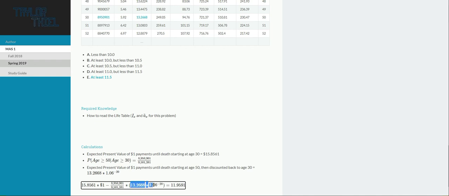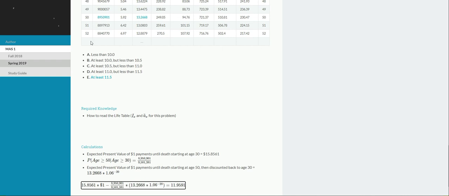So now that we know how much of this expectation, this $15.85, corresponds to payments after age 50, the final step is we need to multiply that by the probability that you live past 50. Because in the event this person dies when they're 35, it doesn't make sense to subtract anything off, right? Because they would have gotten all of those payments.